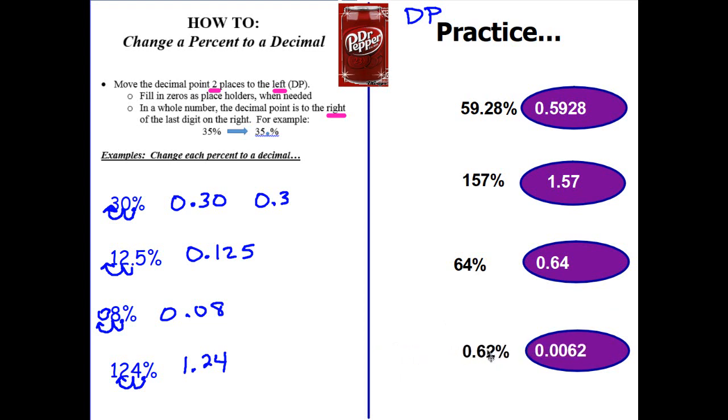And it becomes 0.0062. 62 ten-thousandths. That's pretty small.